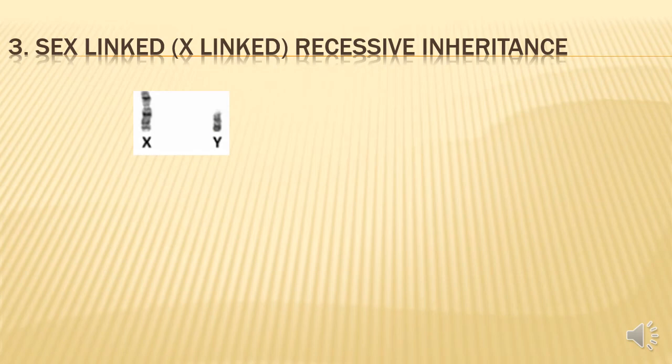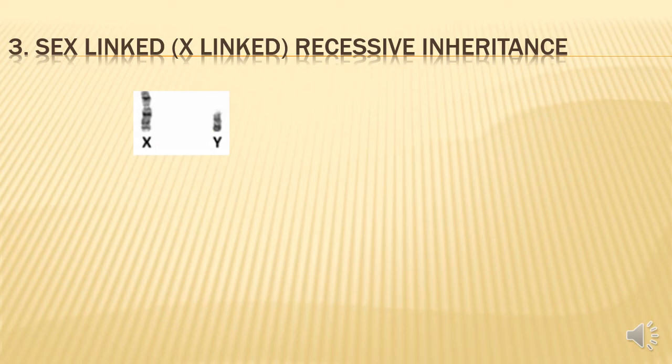The last type of Mendelian inheritance pattern we are going to discuss today is sex-linked recessive inheritance pattern. As the name implies, here the mutant allele will be on a sex chromosome and it will be recessive to the normal allele. As you all know, we have two types of sex chromosomes.